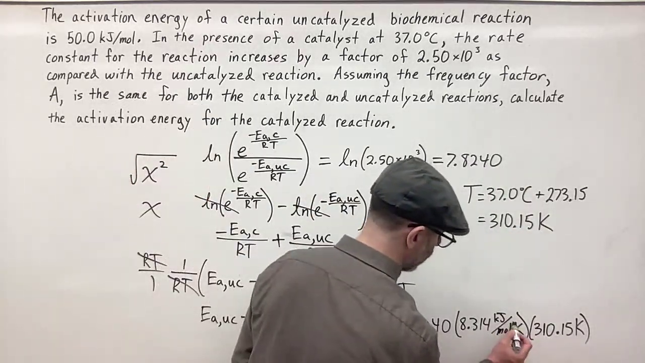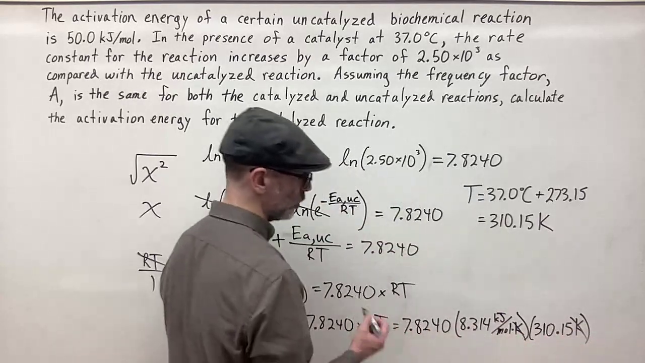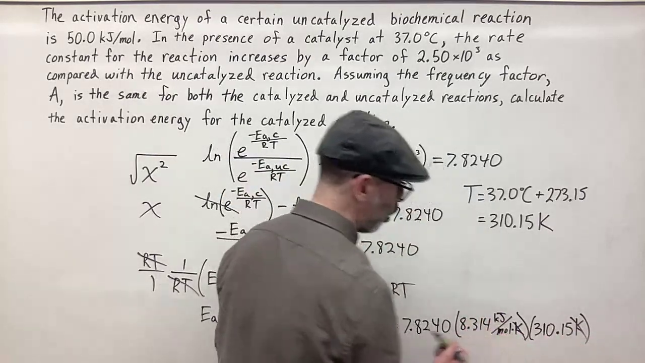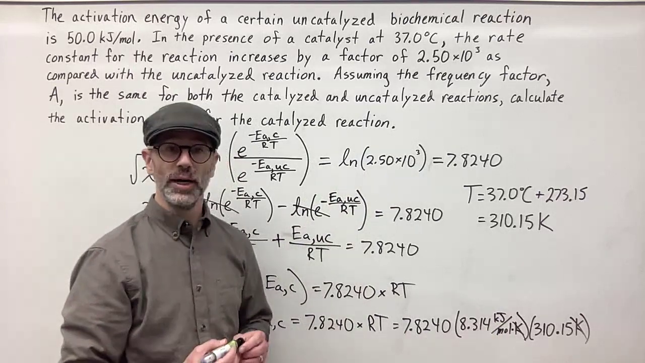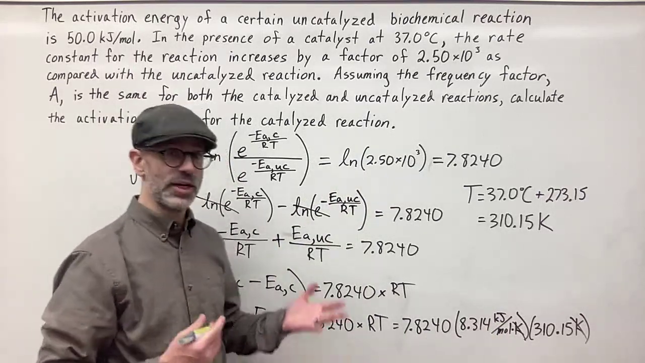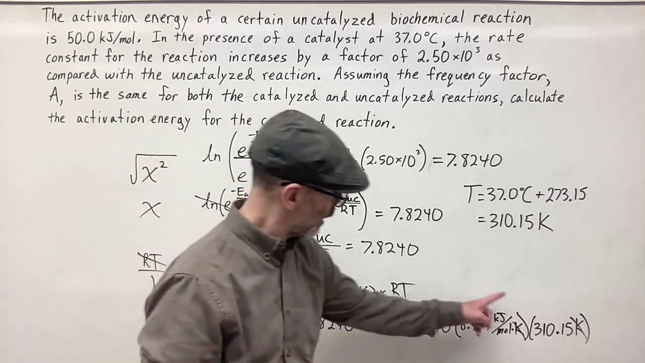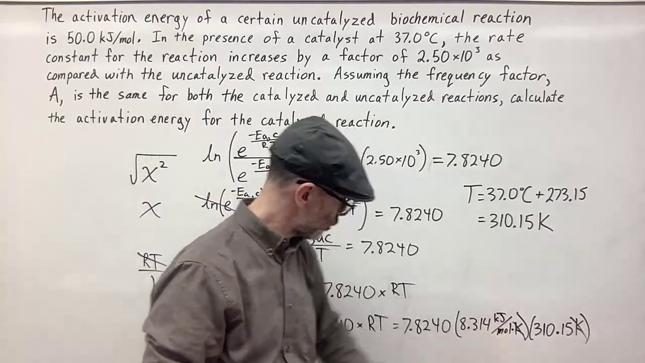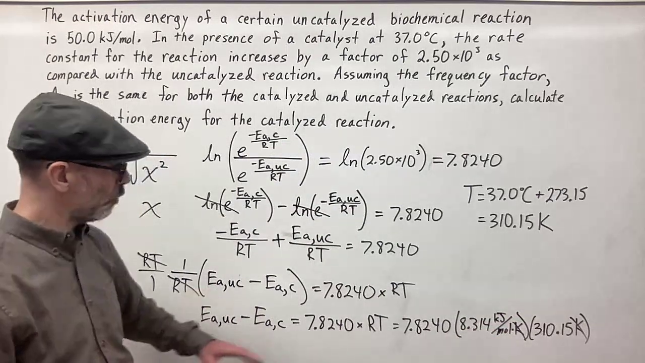Notice that the Kelvin is going to cancel out now. So now we have kilojoules per mole, which is going to be related to, again, the expected units for activation energy, which is what we're trying to find. So notice it's all working out as far as units are concerned, right? So now we can continue.